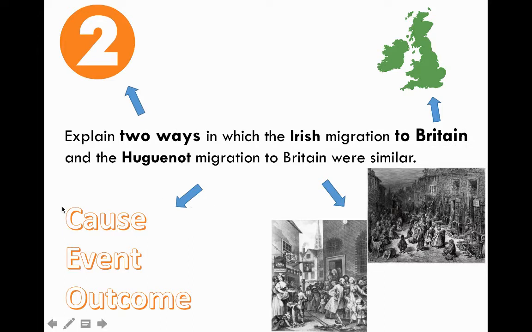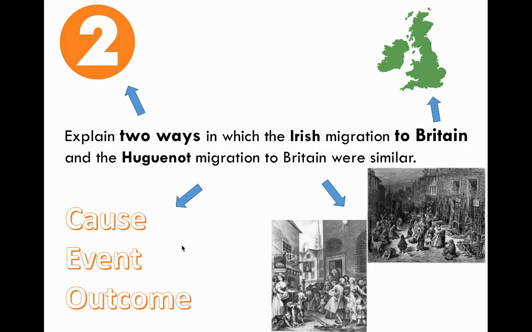And some cue words to help you think about that would be our CEO: cause, event, outcome. Is there anything that was similar in the reasons for the Huguenots and Irish to move to Britain, in the events when they arrived, or in the outcomes of their migration?